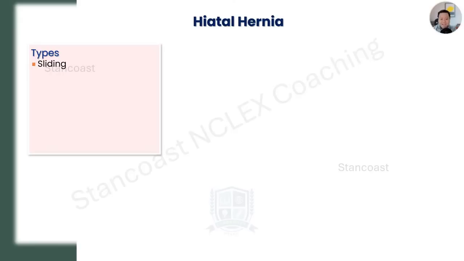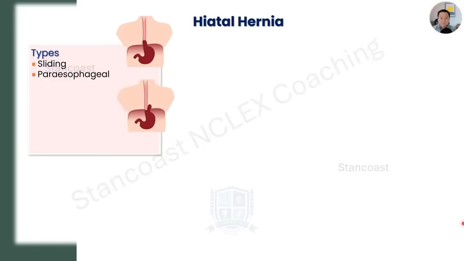One is the sliding hernia. And so this is going to happen when the stomach and the gastroesophageal junction slide upward into the chest. And this is the most common type. We also have the paraesophageal hernia, which we call the rolling hernia. And this occurs when part of the greater curvature of the stomach rolls through the diaphragmatic defect. And these two are often caused by the weakening of the muscles due to aging, or it could be caused by esophageal carcinoma or trauma, or maybe after a surgical procedure.